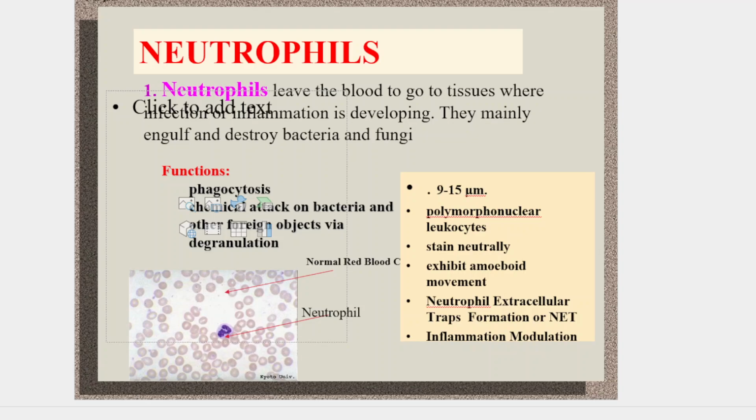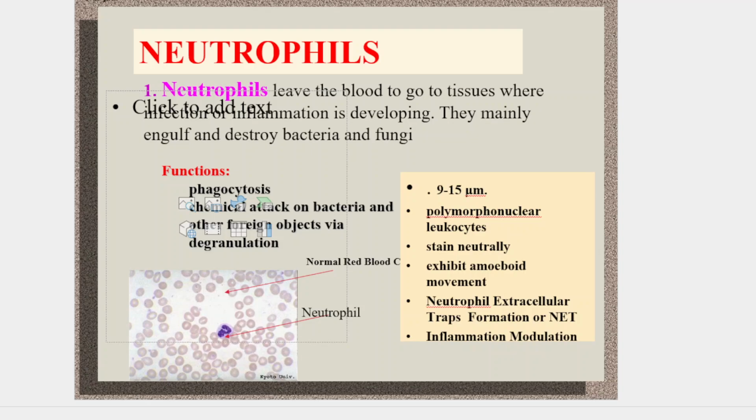They release antimicrobial substances. Neutrophils can release the contents of their granules into the extracellular environment to directly kill pathogens that are too large to phagocytize or to amplify the inflammatory response. This process is called degranulation. Neutrophil extracellular trap formation is also their ability.